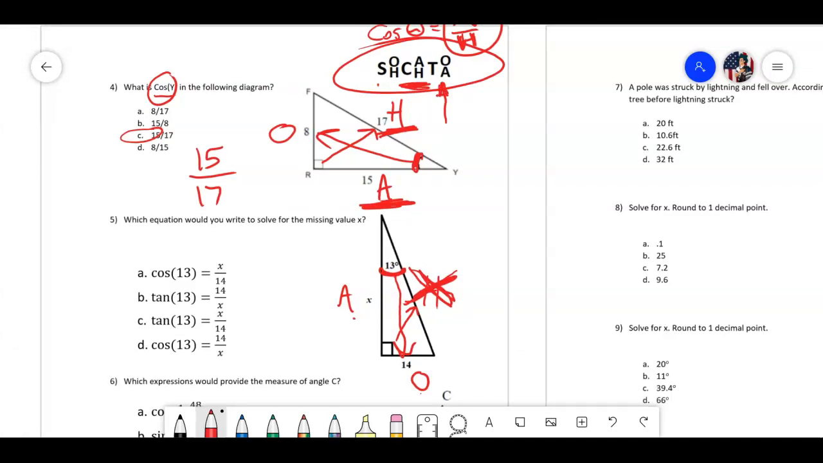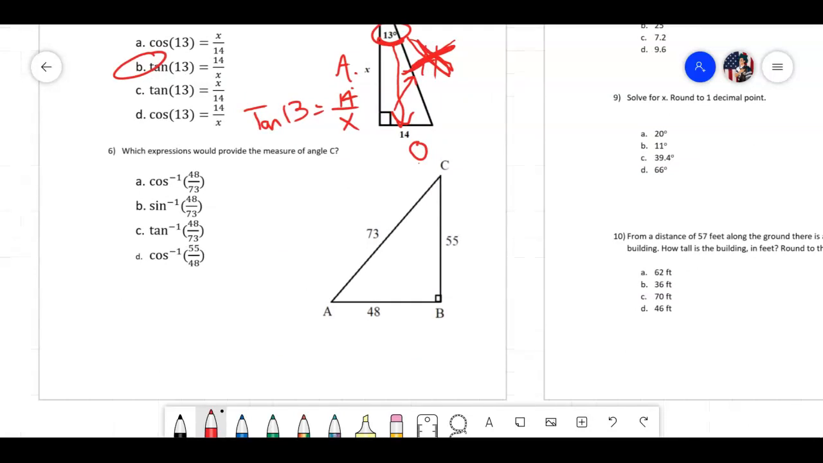Isn't that TOA, tan? Tan of an angle equals O over A, right? So down here it'll be tan of what angle? Well, we started at 13, equals O over A, which is 14 over x. So tan 13 equals 14 over x is letter B. And then you don't have to solve it because it just said to set it up.